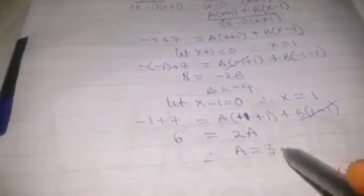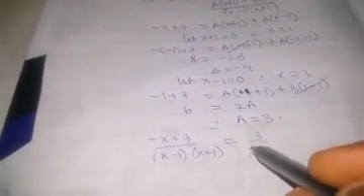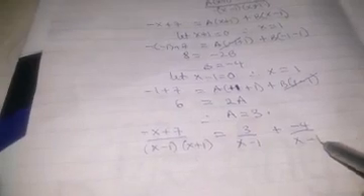So at the end of the day, we get that a is equal to 3. Beautiful. So we can say that (-x + 7) over (x - 1)(x + 1) is equal to a, which is 3, over x - 1, then plus b, which is -4, over x + 1.